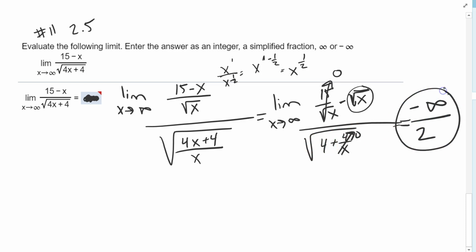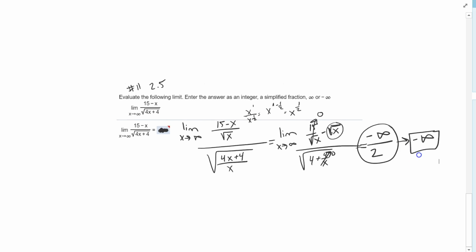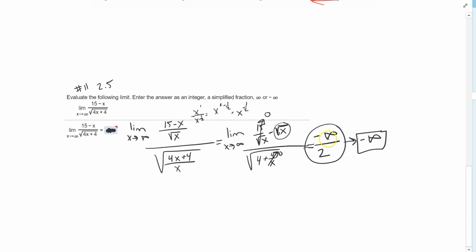So my answer is something that's going to minus infinity divided by 2. Something that's going to minus infinity divided by 2 still goes to minus infinity. So here the answer is not minus 1/2, it's minus infinity. So hopefully that helps you see the key here is when you take x divided by square root of x, that is the square root of x.